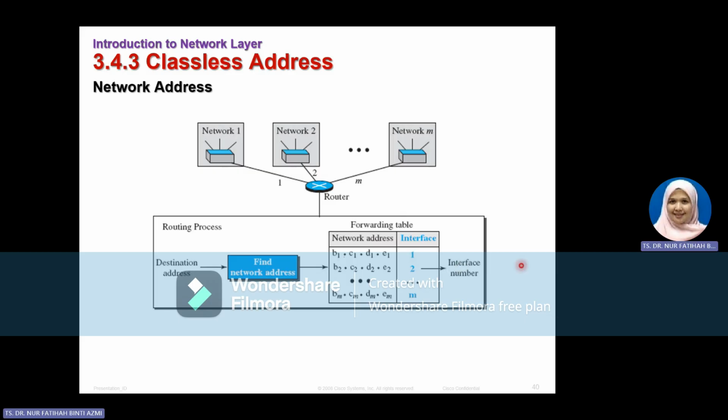The arrow from the forwarding table to the interface number shows that the lookup process gives the specific port that the packet should be sent out from. So basically, this image shows how the router uses the destination IP to figure out the destination network address, and then checks its forwarding table to find the right port to send the packet towards the network.